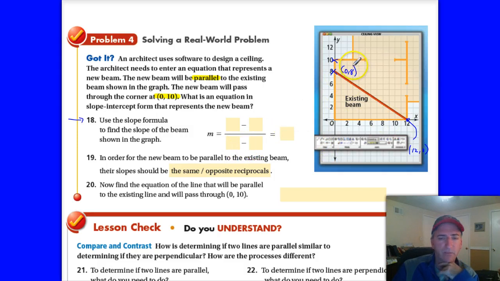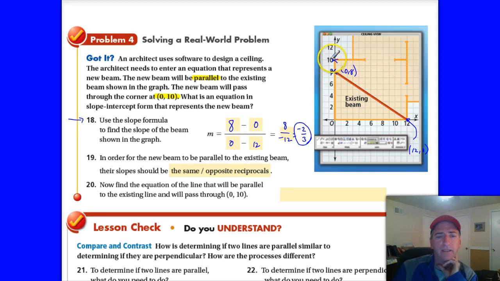Okay, so let's use our slope formula. I'll use this 8 here as y, minus y would be 8 minus 0. Change in y divided by change in x would be 0 minus 12. 8 minus 0 is 8. 0 minus 12 is negative 12, and if I reduce that down, I get negative 2/3. So this represents the slope of the angle of this beam right here.